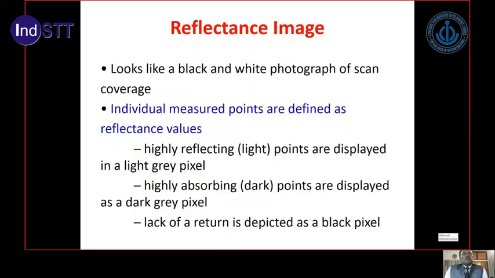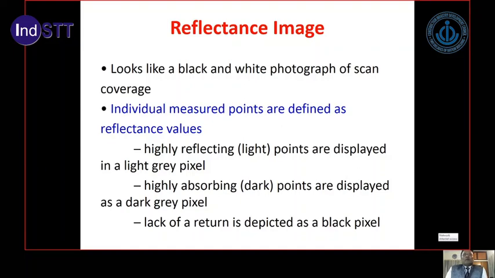Now we can also have a reflectance image. It is not exactly the image we take from our mobile camera, but it looks like an image, like a black and white photograph of the scan coverage. Highly reflecting points will appear light, highly absorbing points would appear dark, and so on.